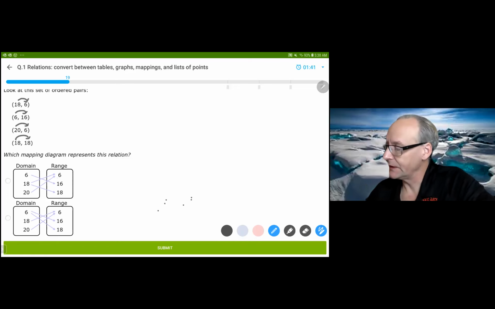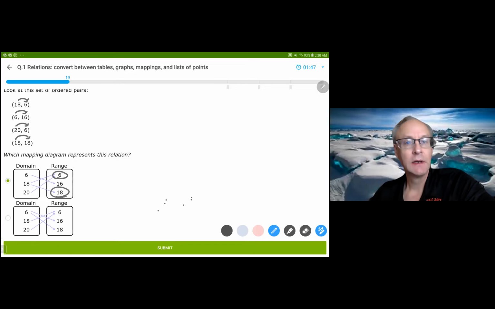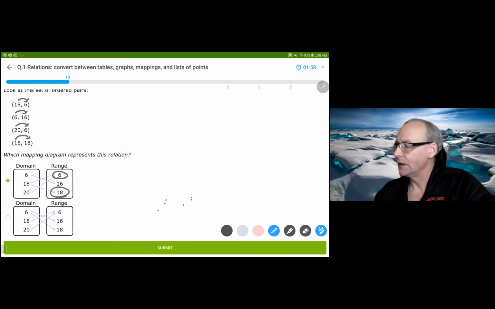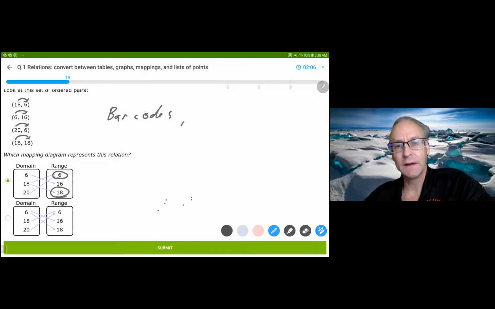Now, what's important here is that this is a relation, but because we can't make a prediction, it is not a function. Now, all of that makes no sense whatsoever. So here's my favorite example. I want you to imagine that the mapping that we're looking at are barcodes. You know, the barcodes that you have on products. And the result is the price.